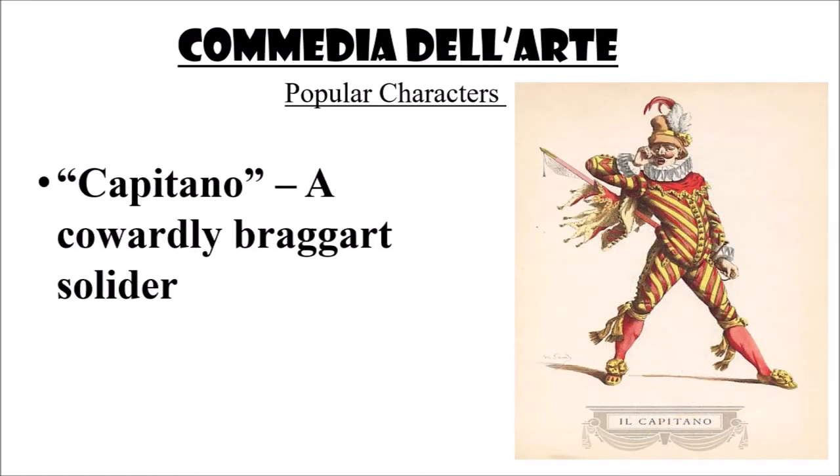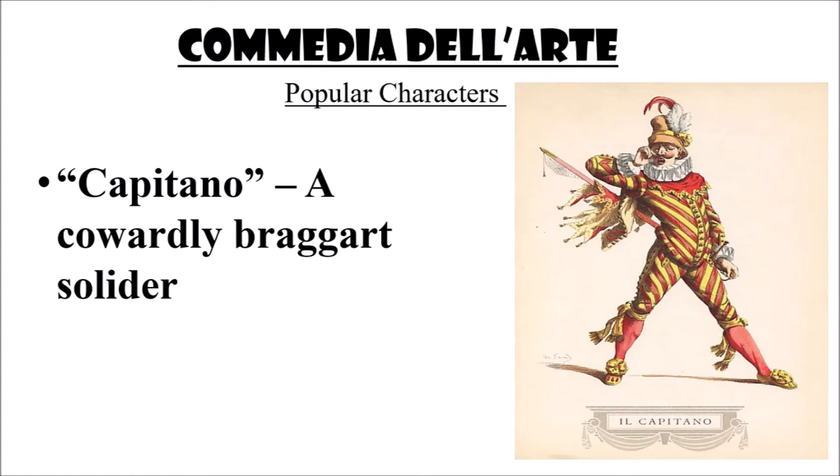Next we would have this gentleman, Capitano, and his characteristic was he was a cowardly braggart soldier. So the character was someone who had achieved great success and high standing in some form of military operation, but in fact he was a coward. If anybody has ever seen the show Futurama, he was kind of the model for the character of Zap Brannigan. You'll notice a couple things about his costume.